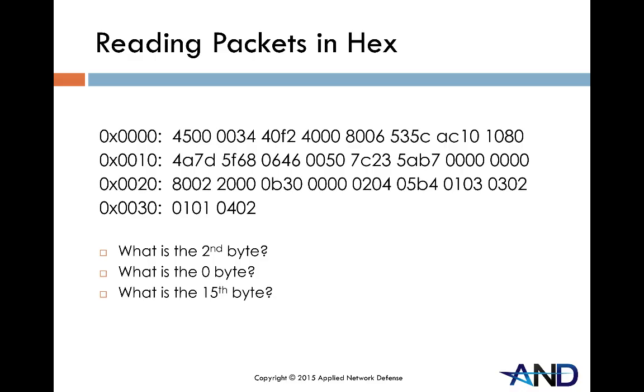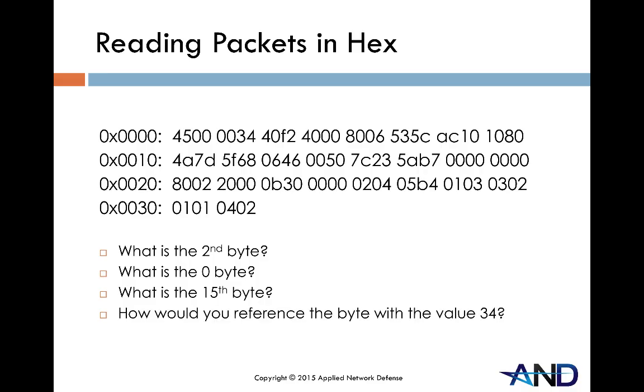Let's try another one. What is the 15th byte? I'll pause for a second and let you count that one out. Okay, if you got 80, then you're correct. So what you would do here is start counting from 0, and every 2 characters constitute 1 byte. So you would start at 45, 00, 00, 34, all the way until you reach the very end of this line. And byte 0x15, the 15th byte offset from 0 in this case, is 80.